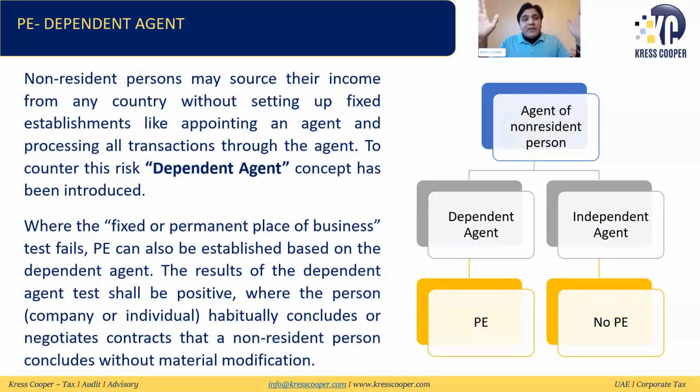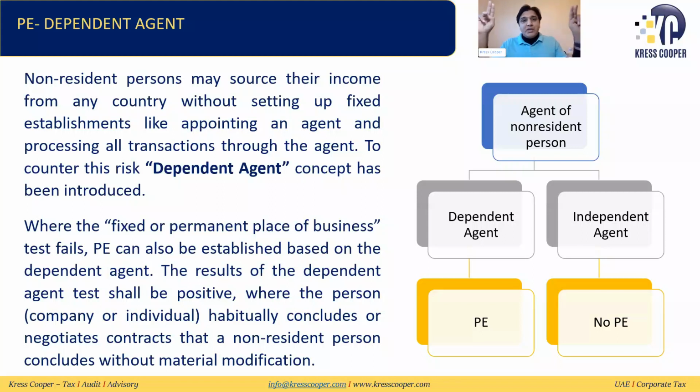But if there is one agent in the UAE who is acting on behalf of the non-resident person, but this agent is working independently, charging fees to the non-resident person, not exclusively working on behalf of the non-resident person, cannot conclude contracts, cannot negotiate contracts, and doesn't have the power, then it will not be assumed that the non-resident person has a PE in the UAE.